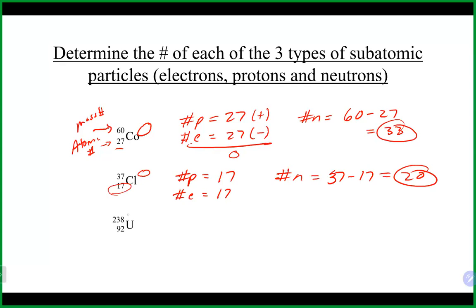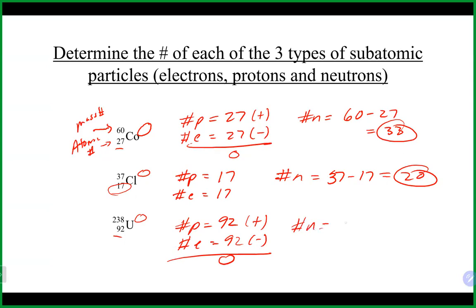Lastly here, this is uranium. Once again, I do not see anything written there, so we know it's neutral. So we're going to take our number of protons equal to our atomic number, which is 92. Once again, we need an equal number of negatively charged electrons, which will get us 0 overall charge. And our number of neutrons is going to be our mass number of 238 minus 92, which feels like a lot, like 146 maybe. Any questions on any of those there?